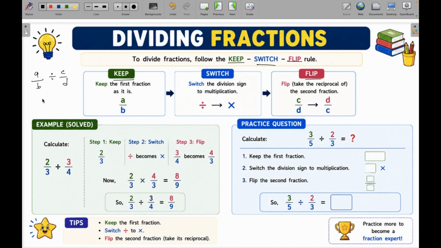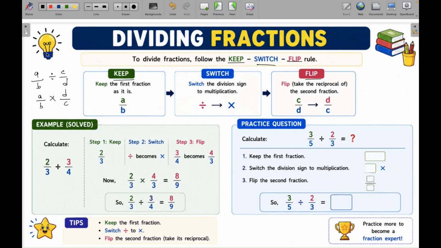So if I apply this process here, a by b remains a by b, divide becomes multiply, and c by d becomes d by c. So this is the answer. We have converted this problem of division to multiplication, and we already know how to multiply two fractions. Let us see through some examples.